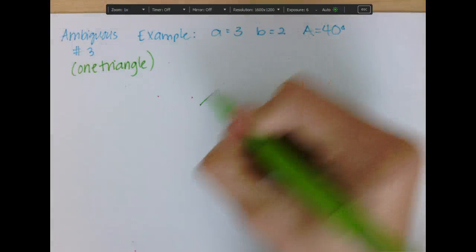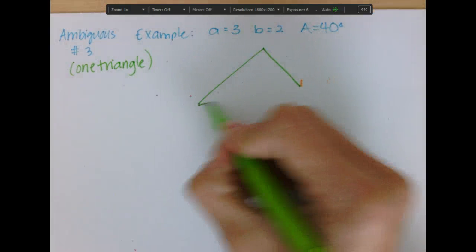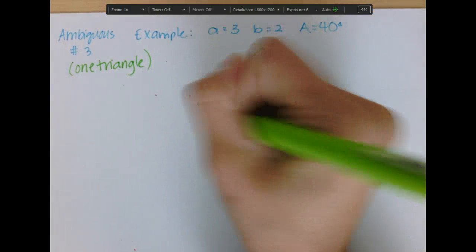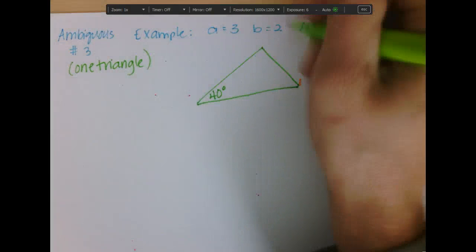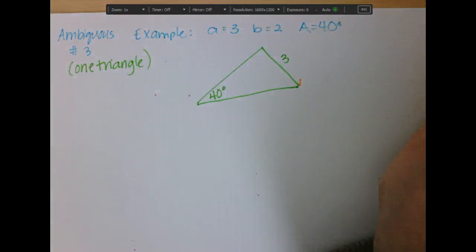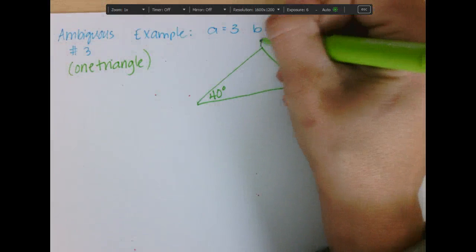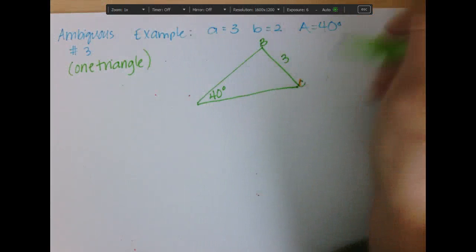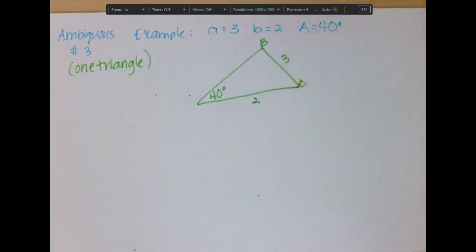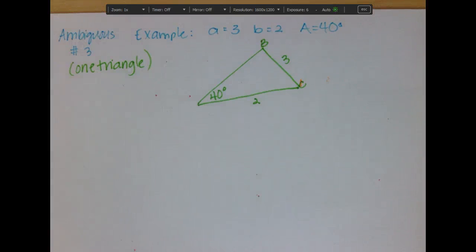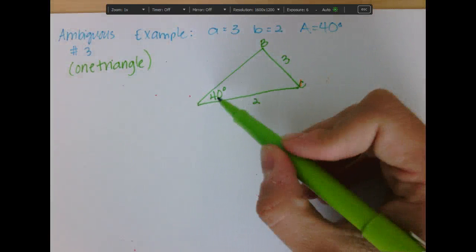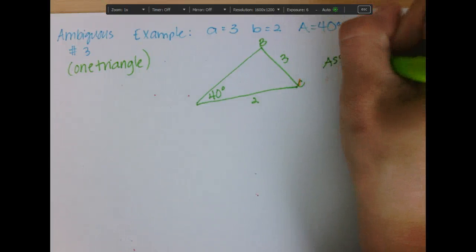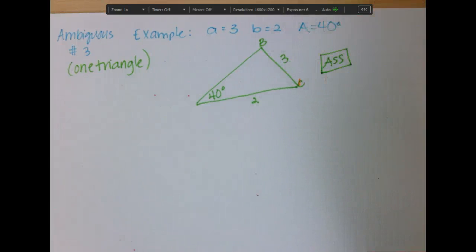So let's start by drawing in the given conditions. I've got an angle A, which is 40 degrees, and I've got the side opposite given as 3. I've got an angle B, which I can put anywhere I want, just as long as the side opposite is 2. And then I have an angle C and a side c where I don't have any information. Once again, I'm given two sides and one angle, which verifies the ambiguous case.